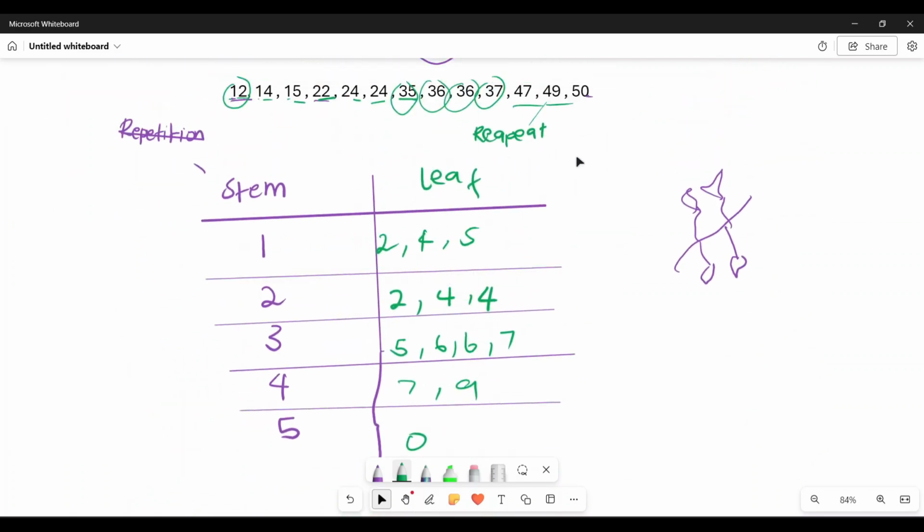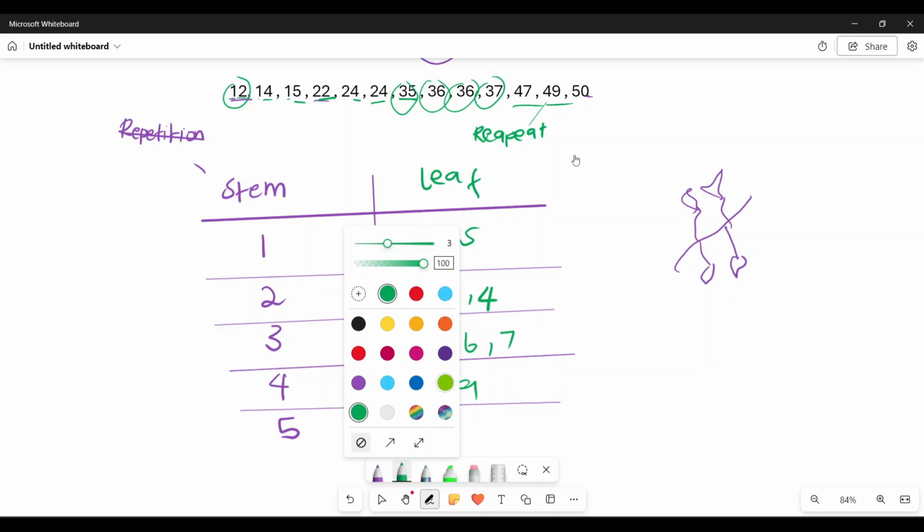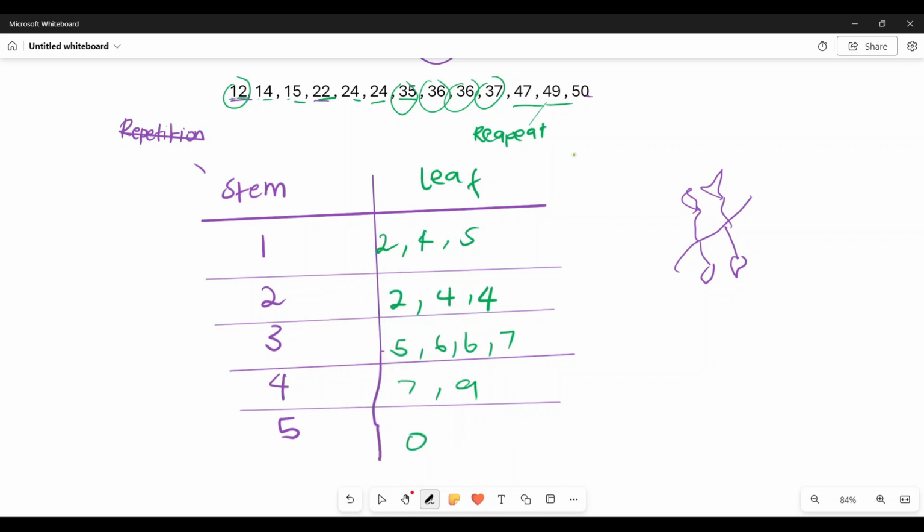Now, how can you interpret this diagram? This diagram simplifies these values. For example, look at your stem, which is 1. It simply shows you that you have 12, 14, 15. For your second stem, which is 2, it shows you that your 20 values are 22, 24, as well as 24. For your 30 values, you have 35, 36, 36, as well as 37. For your 40, you have 47 and 49, and for your 50, you have 50, alone.